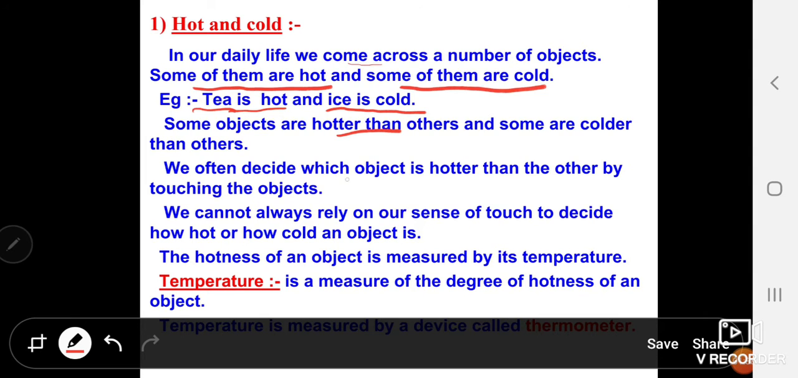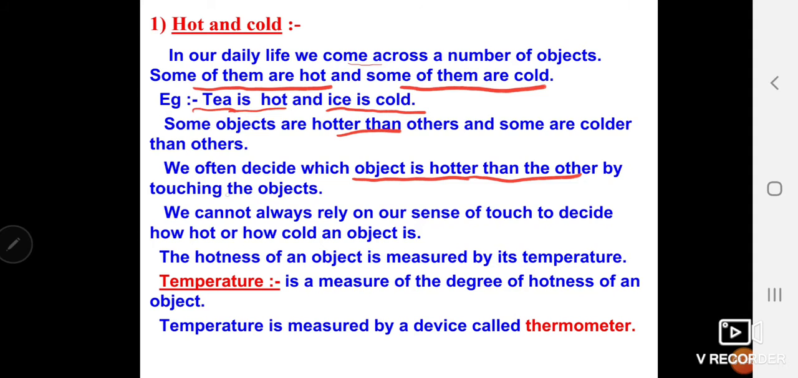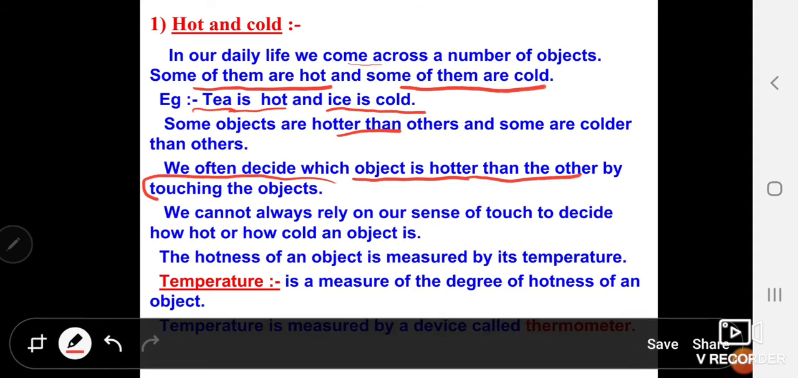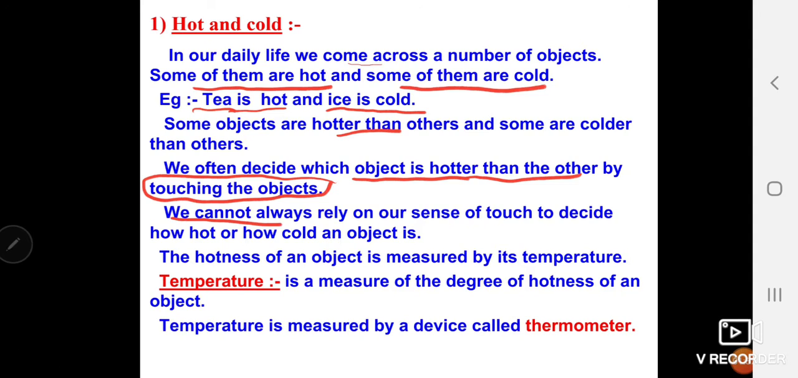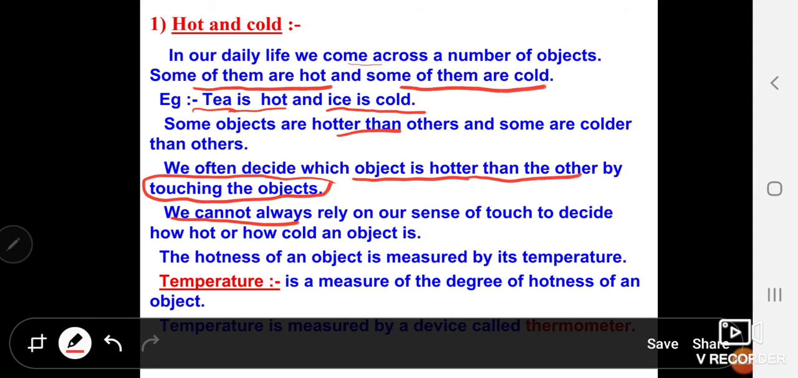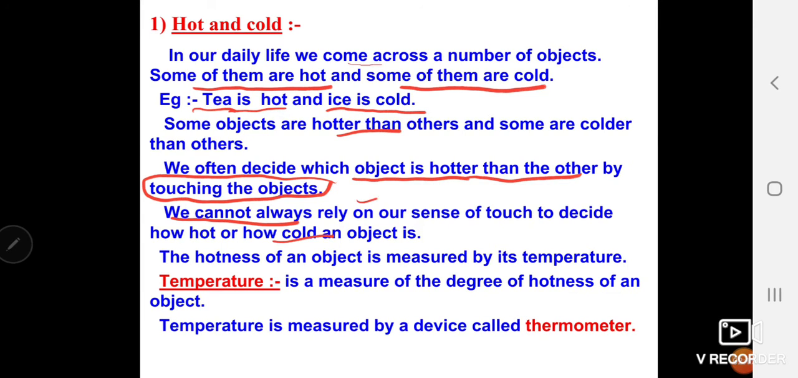And we often decide which object is hotter and which object is colder, or which object is hotter than the other object, just by touching the particular objects. But we cannot always say whether the object is too cold or too hot just by touching it. We can only identify whether it is hot or cold. So it is not enough to decide the quantity of heat or the quantity of cold just by touching.